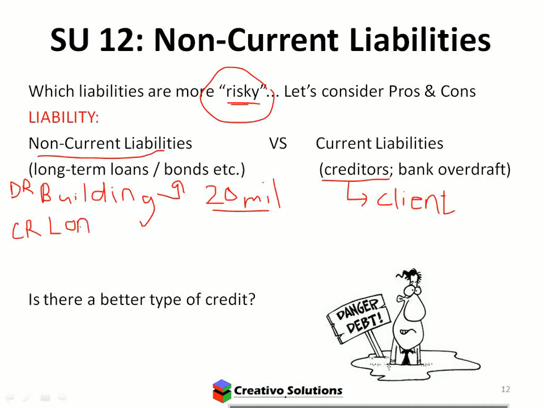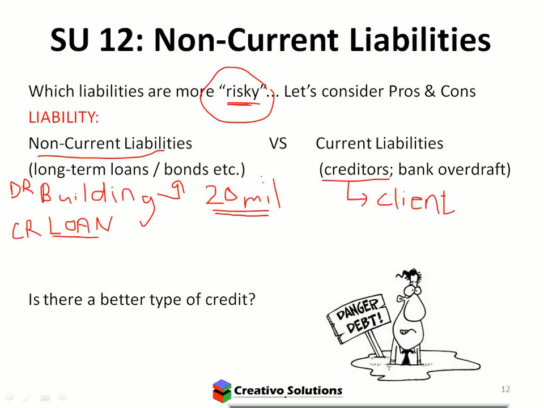Same basics apply. It doesn't matter what loan it is, long-term, short-term. A loan is a loan is a liability. A liability increases on the credit. Is that risky? Well, it's risky because now you've got to pay back 20 million. If the business isn't operating and it isn't generating income, it cannot pay off the installments. That's a problem. That's the one aspect of it.